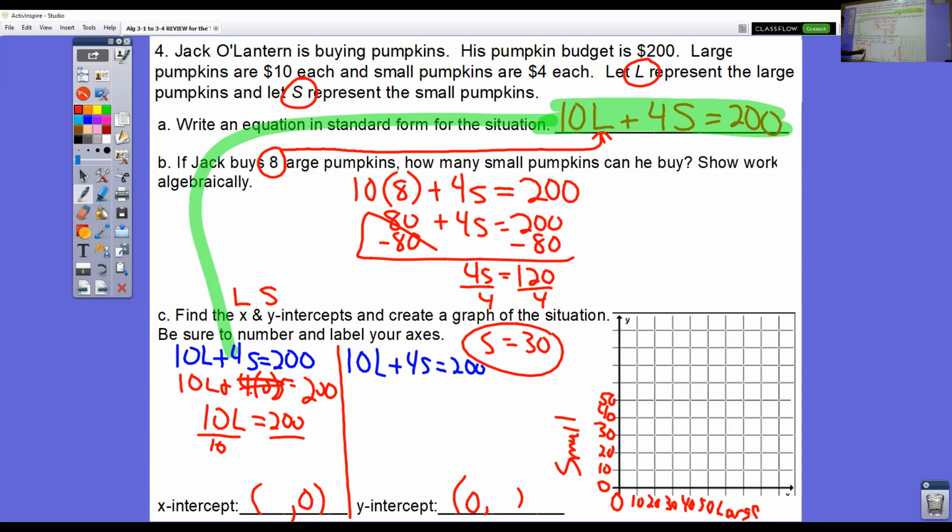Divide by 10, divide by 10, and you get L equals 20. So my x-intercept is 20, comma 0. That is over to 20, up to 0. So that's that point right there.